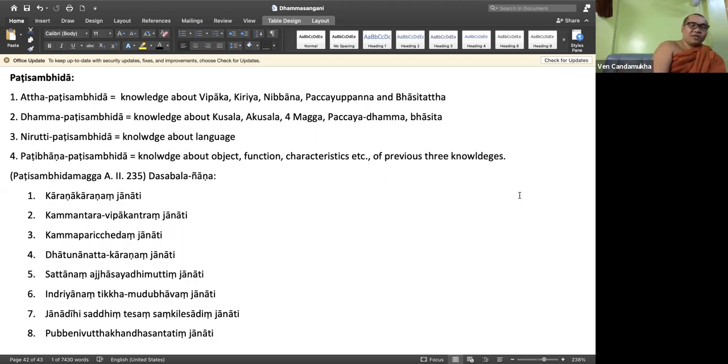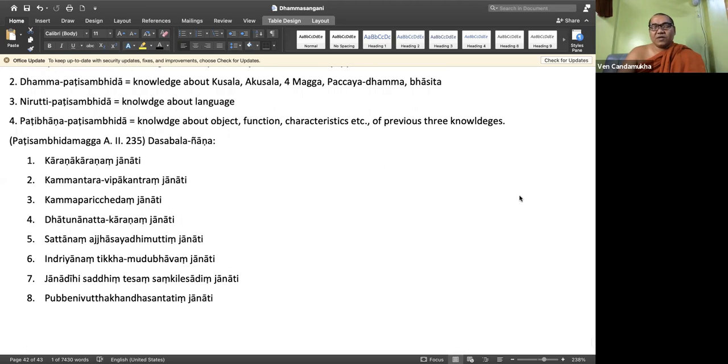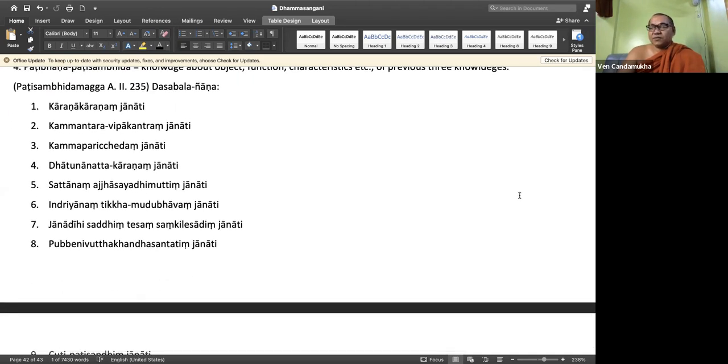And then another one is Dasabala. Dasabala Jnana. Dasabala means the ten powers of the Buddha, actually the ten knowledges of the Buddha. In the Abhidhamma Pitaka, volume 2, page number 235, there you can see the first jnana is karana. In another Atthakatha, they use not karana but thana.